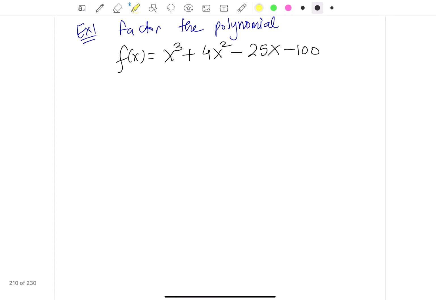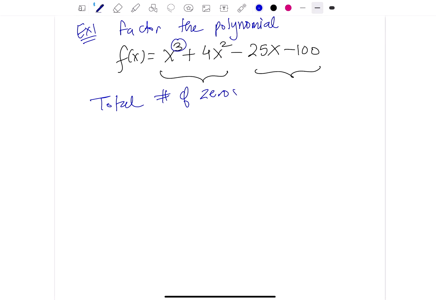Let's go ahead and factor the given polynomial. So factoring by grouping is not going to work here. If we group the first two terms and last two terms, we're not going to have the same thing in two parentheses. So factoring by grouping will not work. Let's come up with the list of possible zeros here. The total number of zeros is going to be 3 here, because the degree is 3.